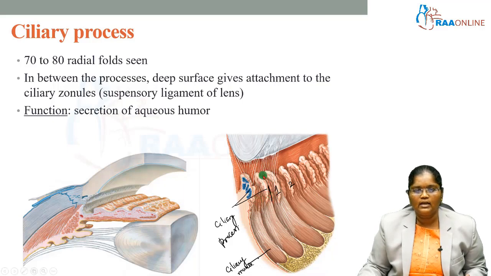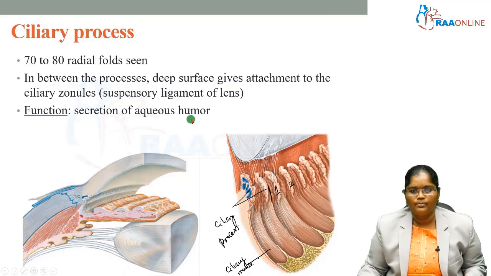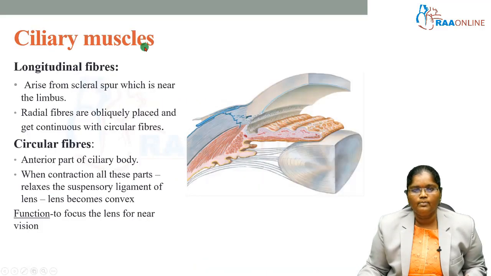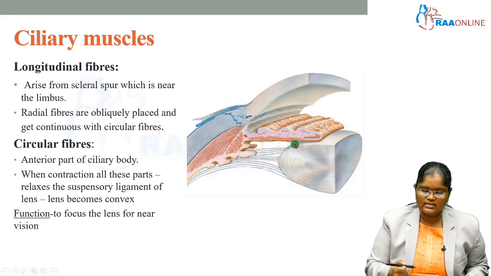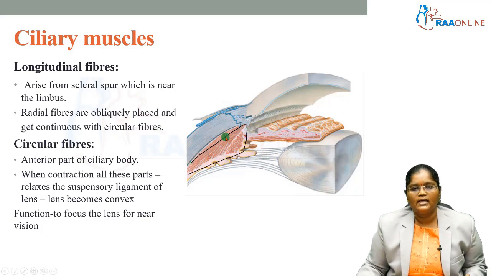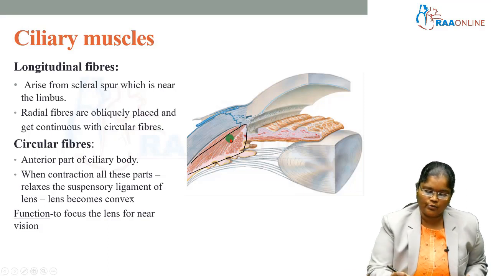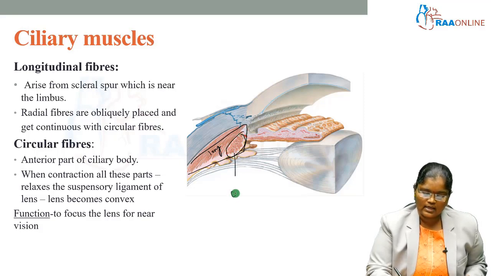The function of the ciliary process is to secrete the aqueous humor, which gives nutrition to the anterior segment of the eyeball. And the third one is the ciliary muscle. So, as already seen, this portion is the ciliary muscle. This ciliary muscle has two parts, longitudinal fibers and circular fibers. This radially arranged muscle is the longitudinal group of muscle, and this is a cut portion of the circular fibers.